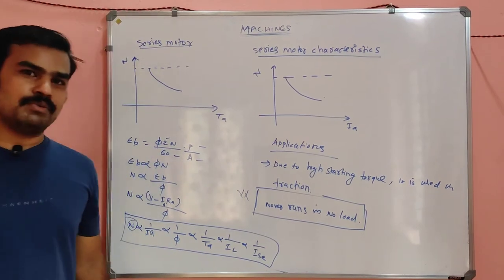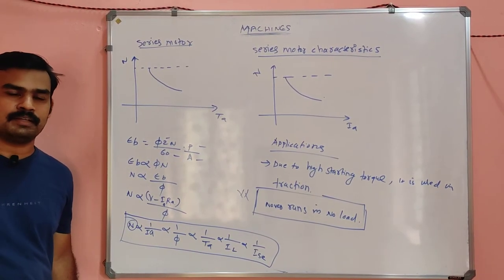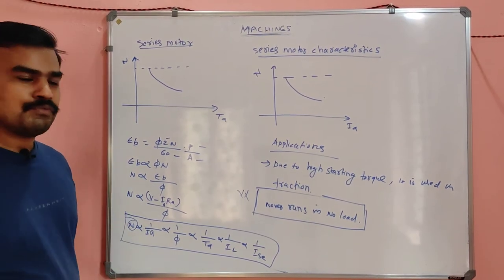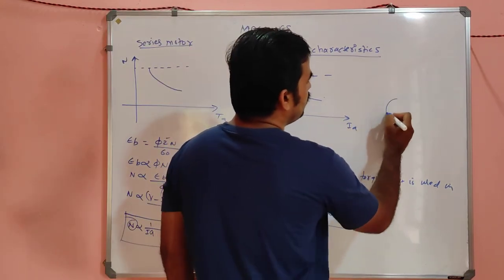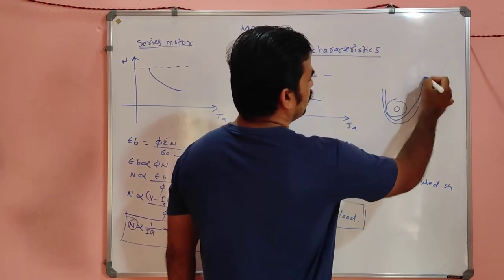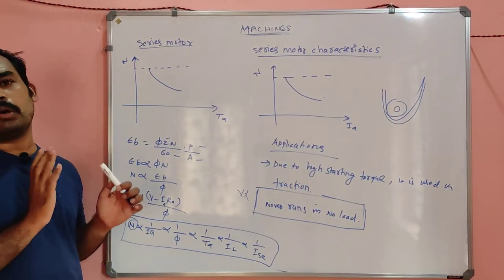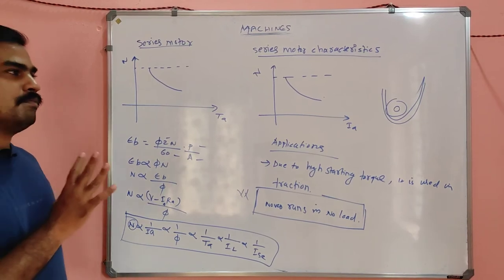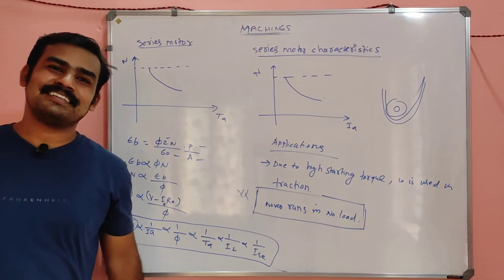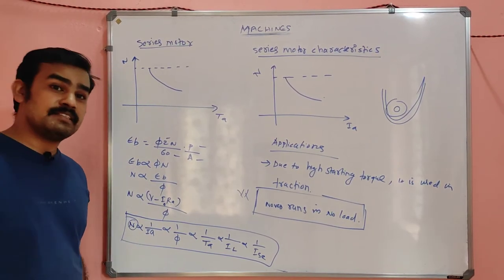So never run a DC series motor under no load condition. I know you have already done this in your laboratory experiment. The motor will always run at a certain load. For that, there is always some pulley structure connected across the shaft, in order to apply some load all the time. Whenever you release the load, the speed will increase. That is the main thing you have to note here.